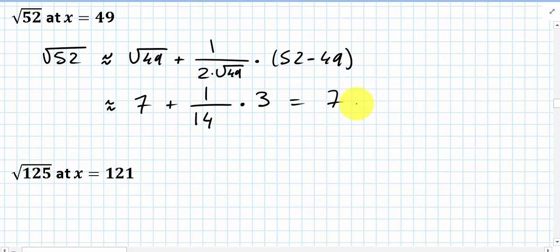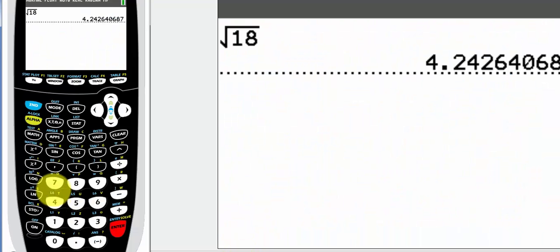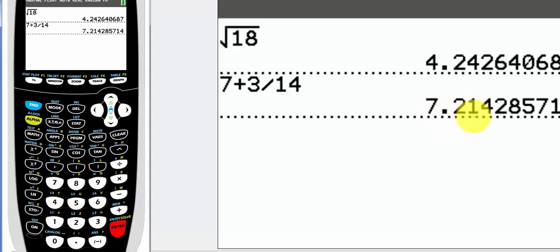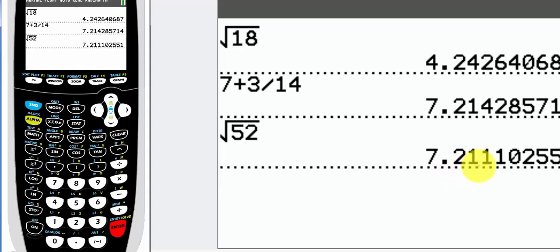So it is 7 plus 3/14. All right, let's see what 7 plus 3/14 is with the calculator. I don't really need a calculator right here, but it's going to be faster. So 7 plus 3 divided by 14 is 2.71. Well, let's check out the square root of 52. So the square root of 52 is, oh look at that, 2.71. Wow, this is pretty good, right?